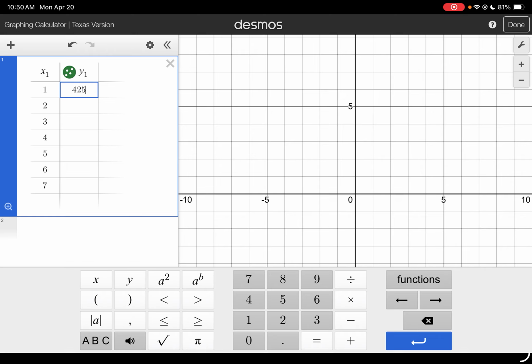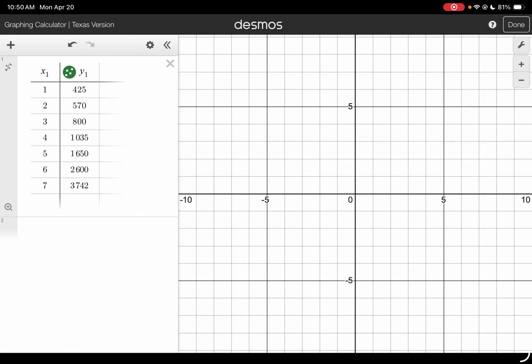So we have 425, we have 570, 800, 1035, 1650, 2600, 3742. I'll make sure those are all correct. All right, after we've created the table, there is the regression button.